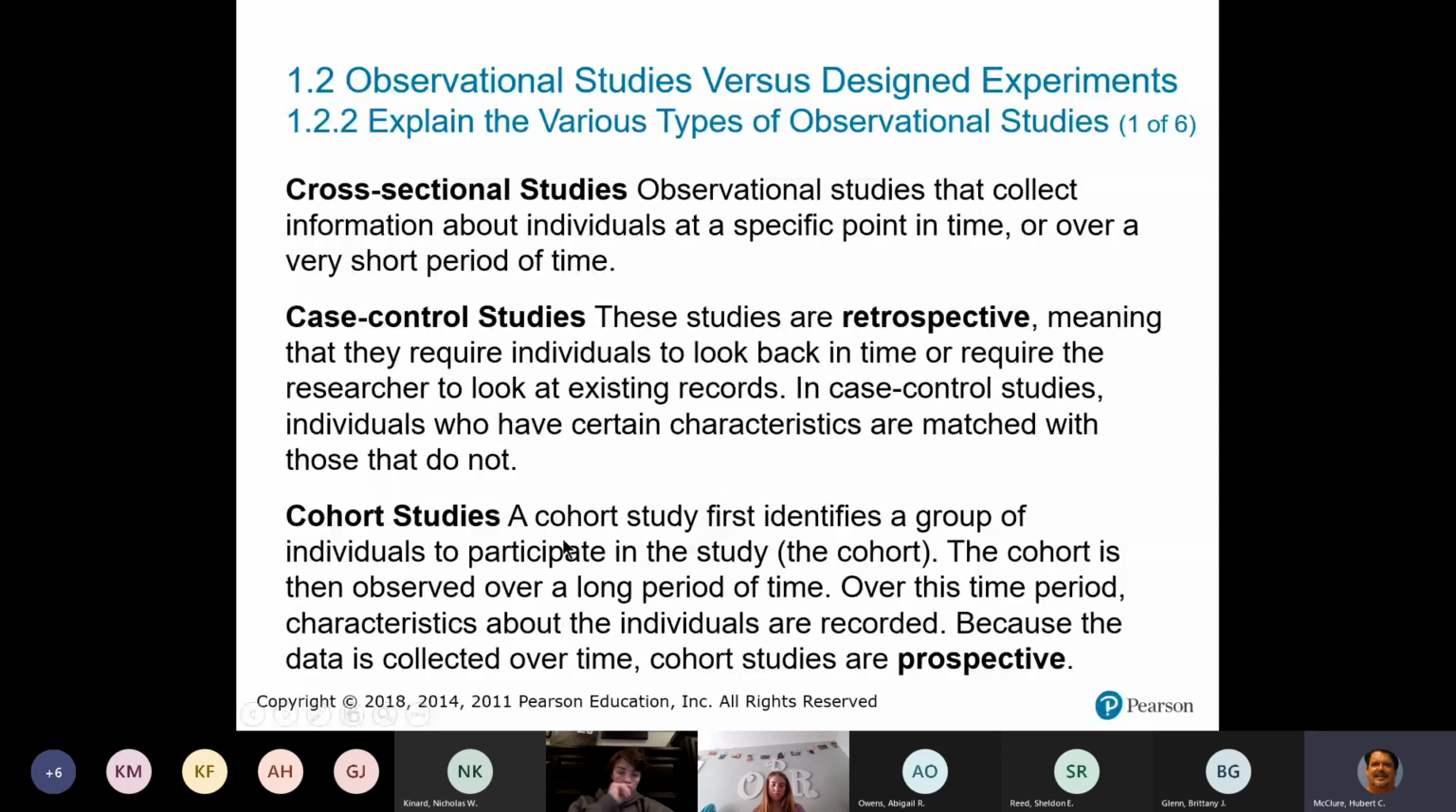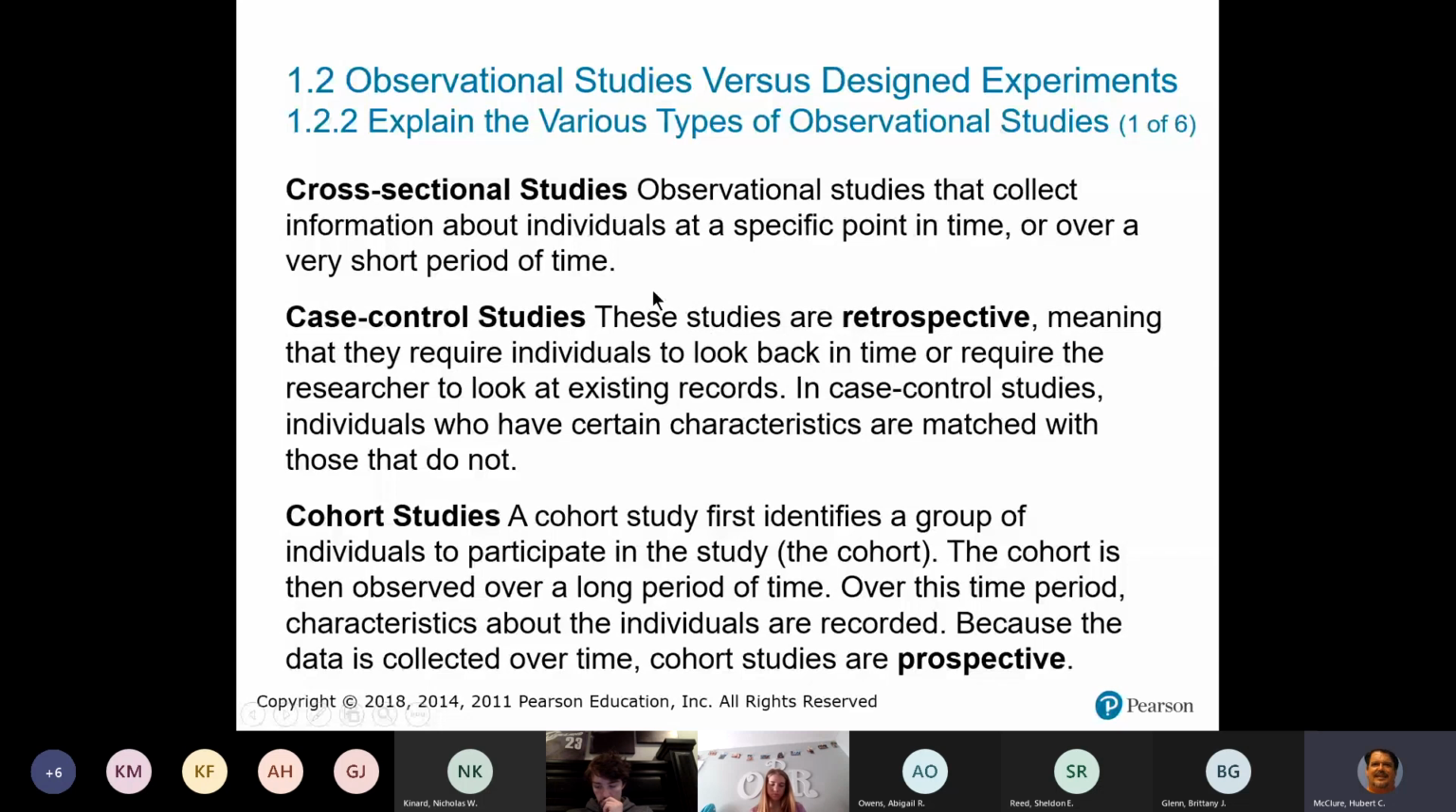Cohort means that you're combining. It identifies a group, and individuals participate in the study. It's usually a group, so make sure you put group, that's combined. The cohort is then observed. So a cohort is a group study where you study a group. I would put study a group on cohort. And usually they are prospective, which means that they will predict something.